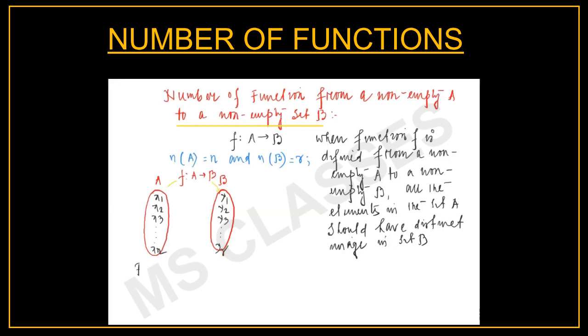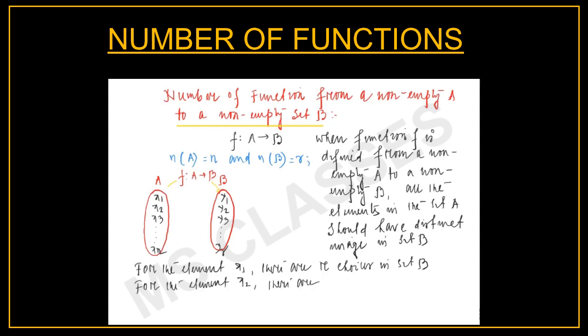For the element x1, there are R choices in set B. Similarly, for the element x2 also, there are R choices in set B.